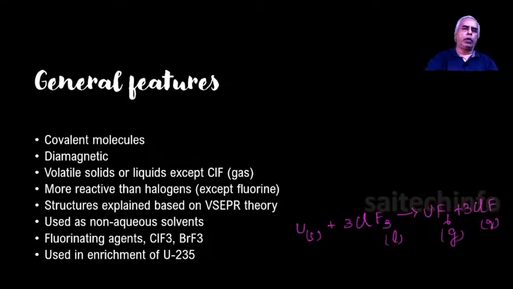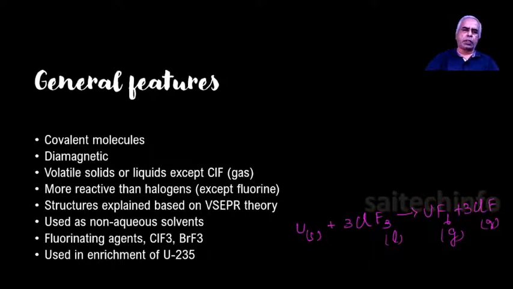Then, when we look at the general features of interhalogen compounds, most of them are covalent molecules. They are diamagnetic. They are volatile solids or liquids, except chlorine fluoride, which is a gas. They are generally more reactive than halogens, except fluorine. Structures are explained based on valence shell electron pair repulsion theory, shortly called VSEPR theory.